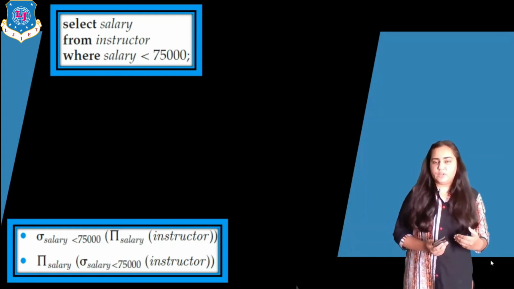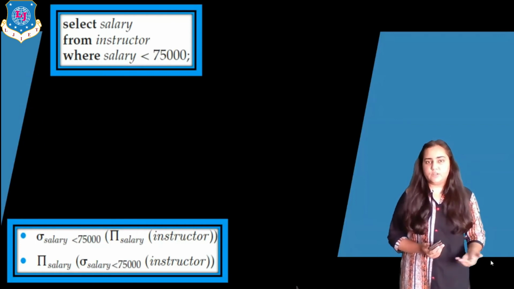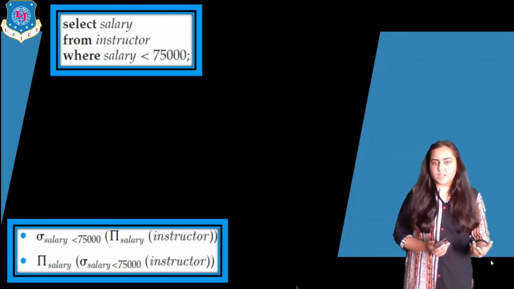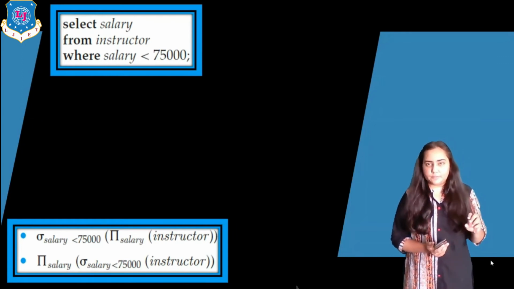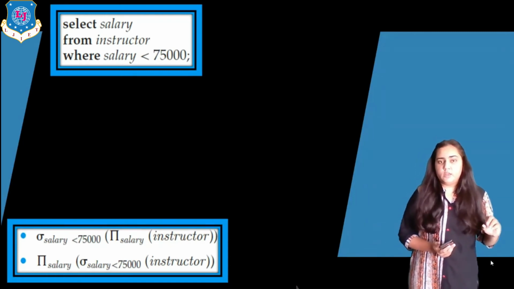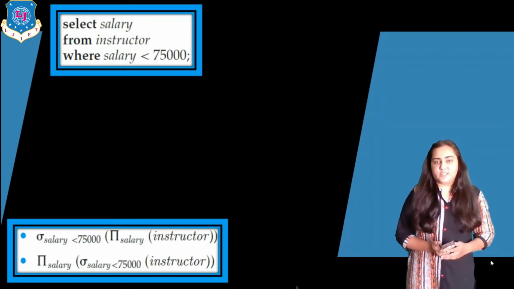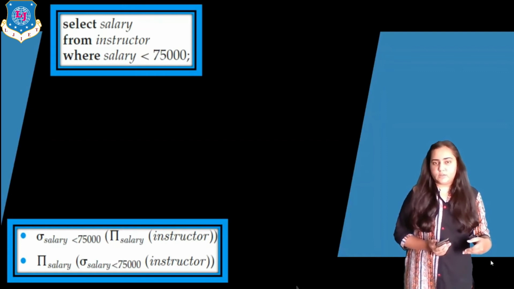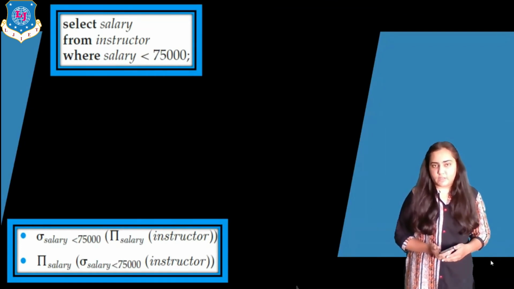But actually, if you try to read these queries, because they are relational algebra queries, you would read them from inside the bracket. So the first bracket, which is the innermost one, is the instructor bracket in the first query. So I will read from there. And after seeing the instructor bracket, I can see what operation is being applied. So in the first query, first the salary column is extracted. But in the second query, first the rows are extracted where the salary is less than 75,000.